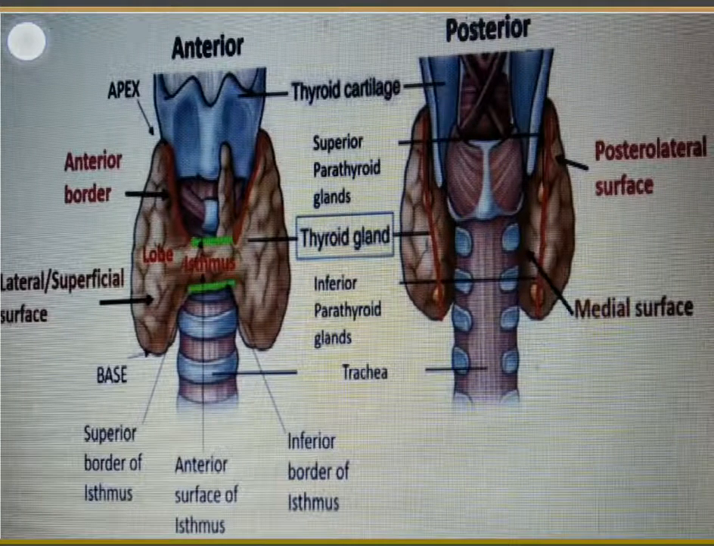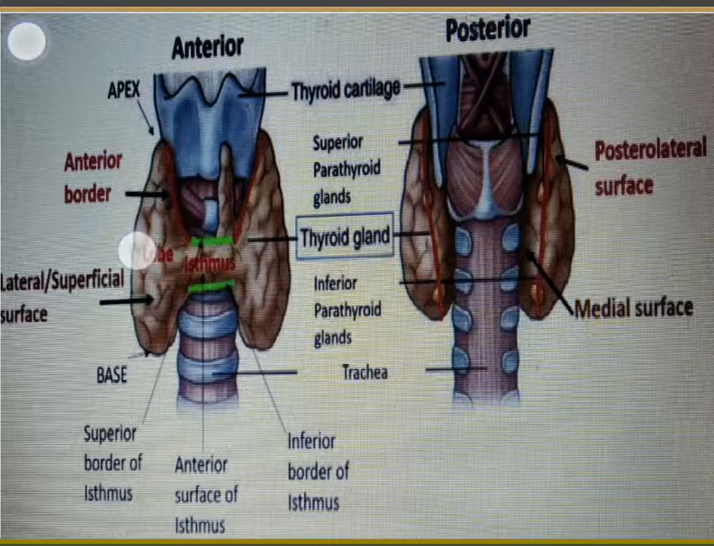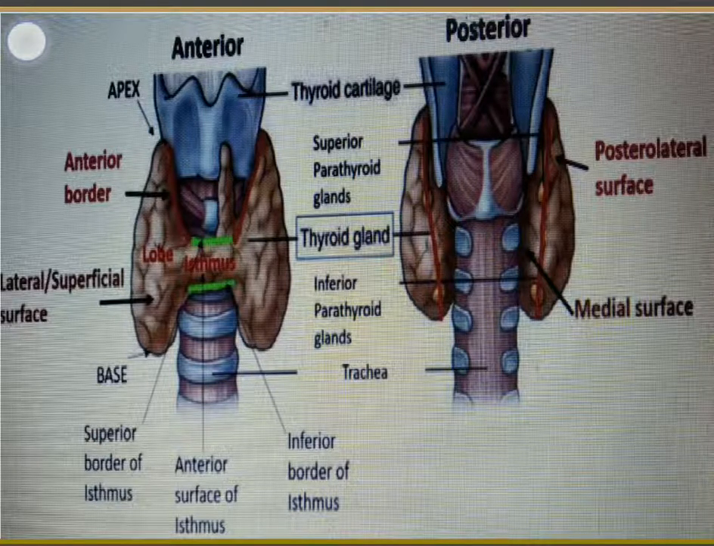So in the figure here you can see this thin border is the anterior border of the thyroid gland, and this surface facing towards the anterior side is the lateral superficial or the anterior surface, and this surface which is on the posterior side is the posterolateral surface, and the inner surface is the medial surface, and in between medial and posterolateral surface this is the posterior border.